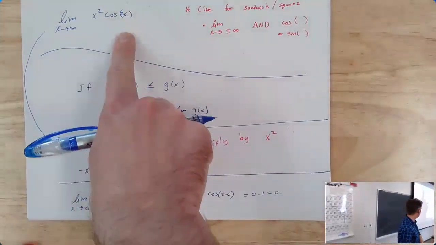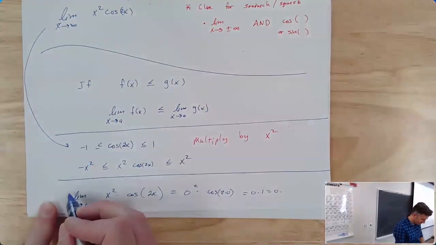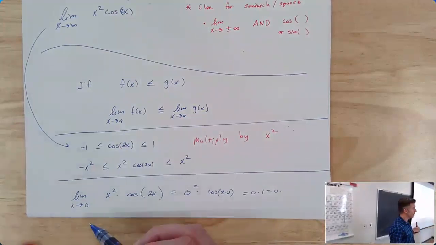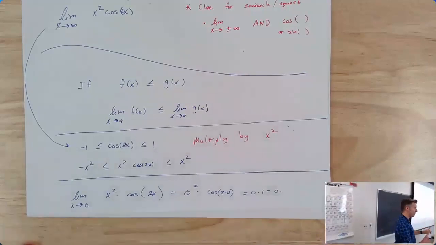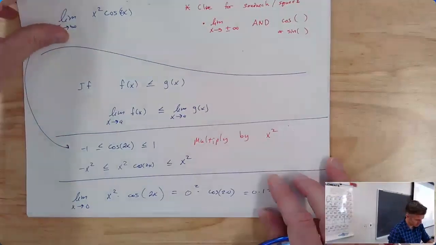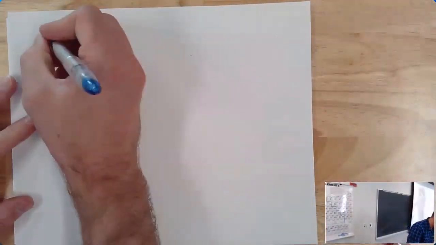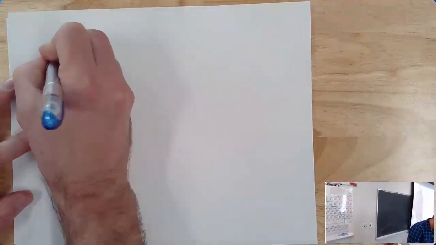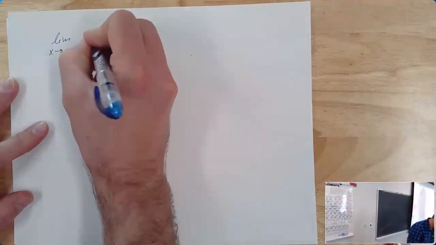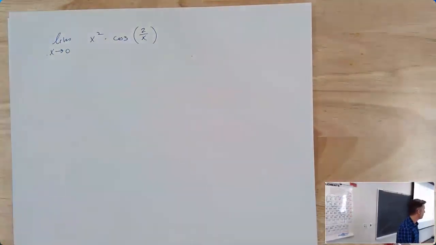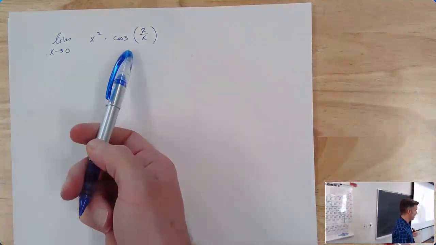So if this was the question she asked, then it's technically correct to just plug it in and get 0. But I don't think it was the question. Here's what I think was actually the question. I'd be willing to bet a decently large sum of money that the question was something more like the limit as x approaches 0 of x squared times cosine of 2 over x.